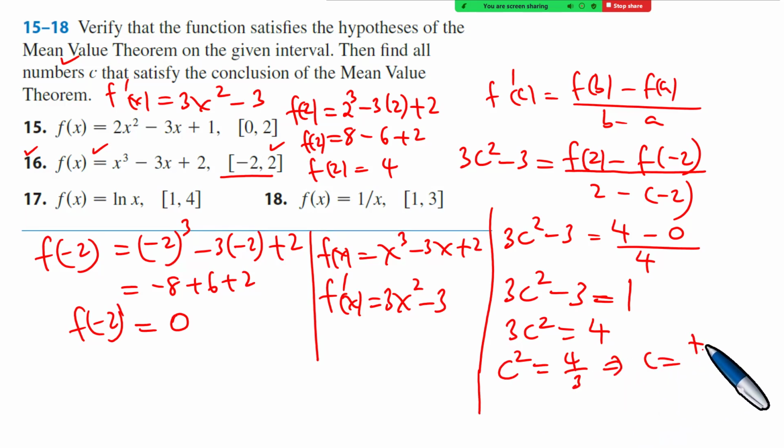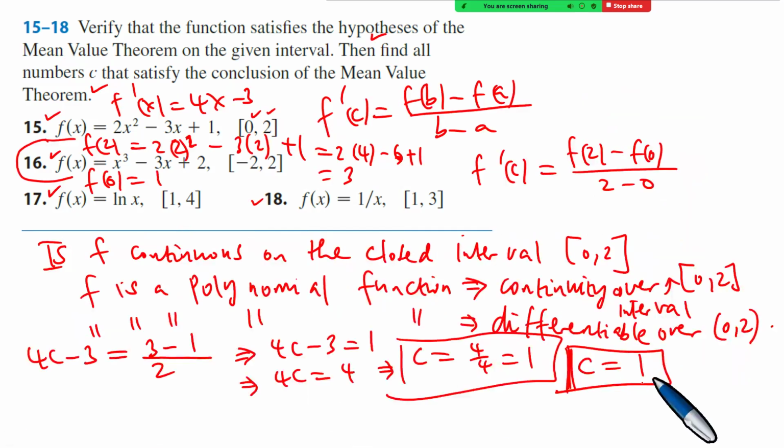And what is this? We are able to see that this is plus or minus, the square root of 4 is 2, and the square root of 3 remains the square root of 3. Now, these are the numbers c, but you need to check these numbers. Do these numbers lie in the interval here? Like in the first case, we got the number c equals 1, and the number c equals 1 must lie in this interval.